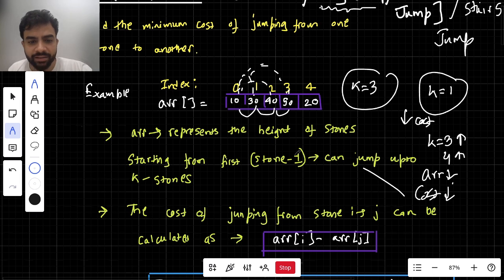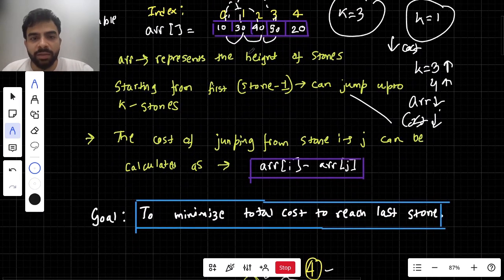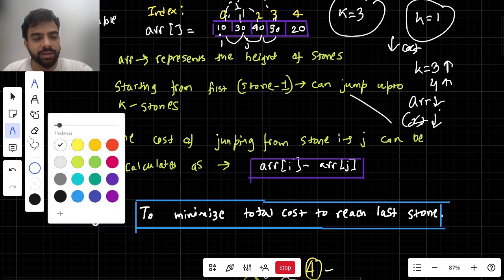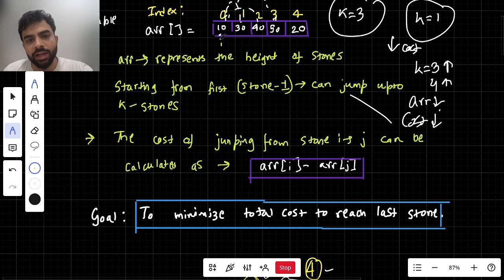Okay, so what you can see is the cost of jumping from stone I. Imagine there are two pointers, pointer I and pointer J. Let me just clean this mess. So if I have two pointers, I and J, I have to go till J, and J has to go till the next I, and the cycle continues. But we have to find the cost.